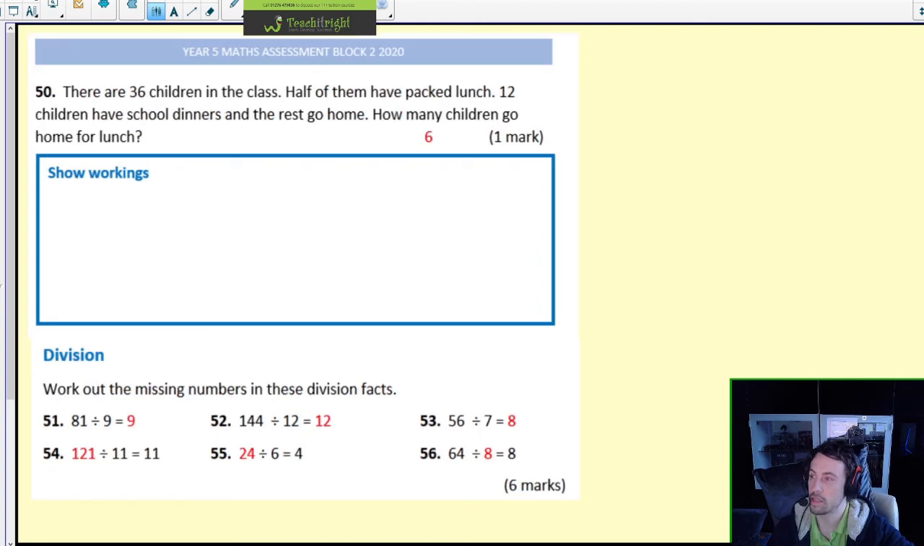So here, last question. There are 36 children in the class. Half of them have packed lunch. 12 children have school dinners and the rest go home. How many children go home?